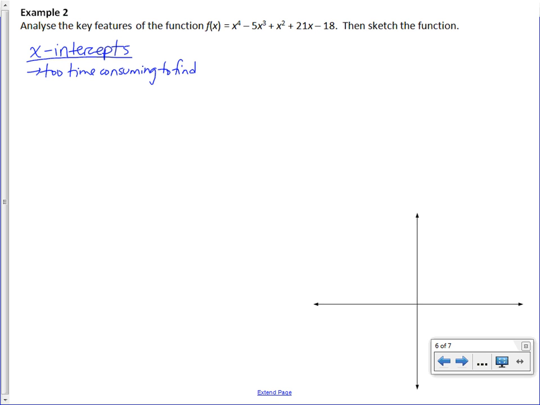Okay. How about y-intercept? Well, that one's always easy. Y-intercept, you just put in 0 into there, and you would get negative 18. And so I now have 1 anchor point.